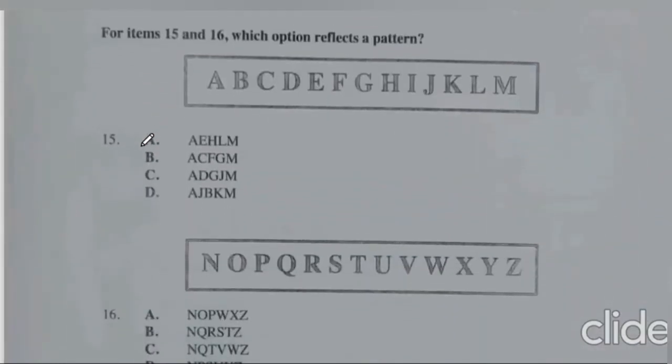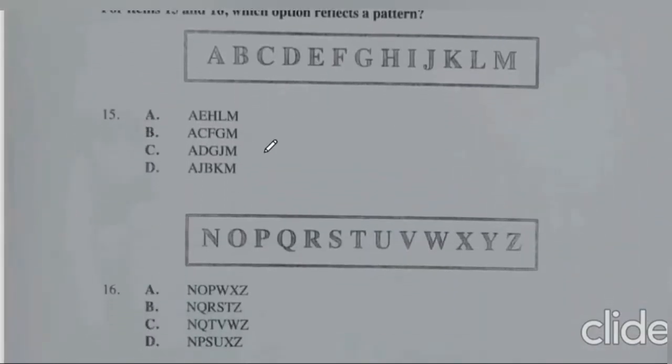For items 15 and 16, which option reflects a pattern? Okay, so let's look at A, E, 3 letters away from A, H, 2 letters away, L, 3 letters away, M, the next letter, so no. B, A, C is 2 letters away, F, 3 letters, G, the next letter, so we're not seeing a pattern there. At option C, we have A, D is 2 letters away, G is 2 letters away, J is 2 letters away, and M is 2 letters away.